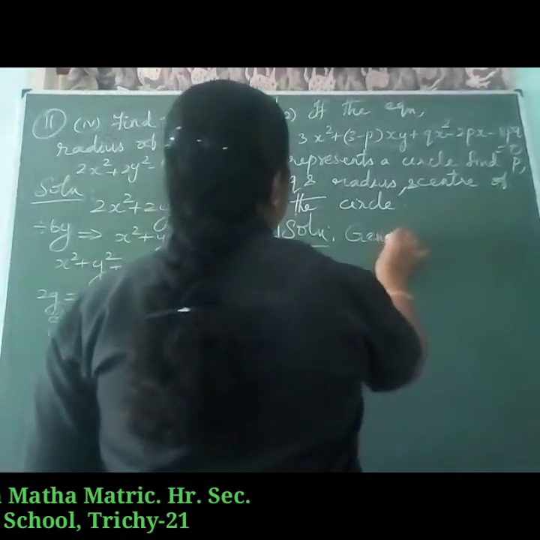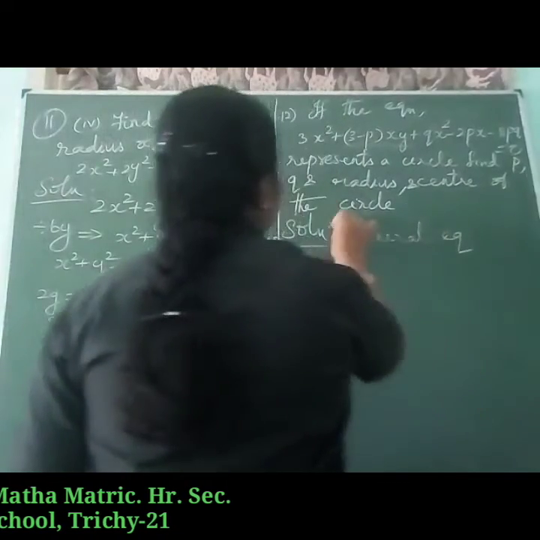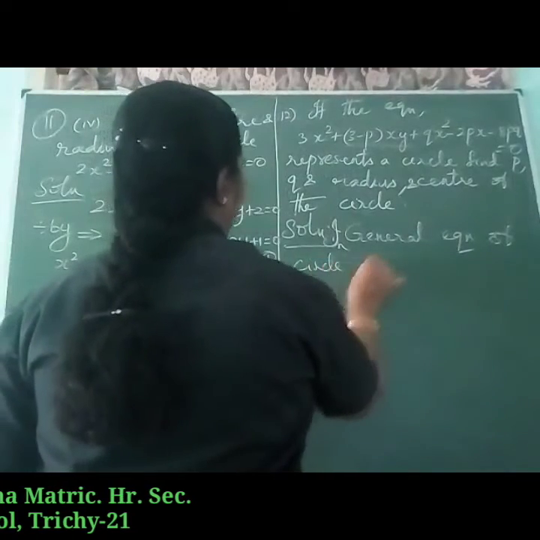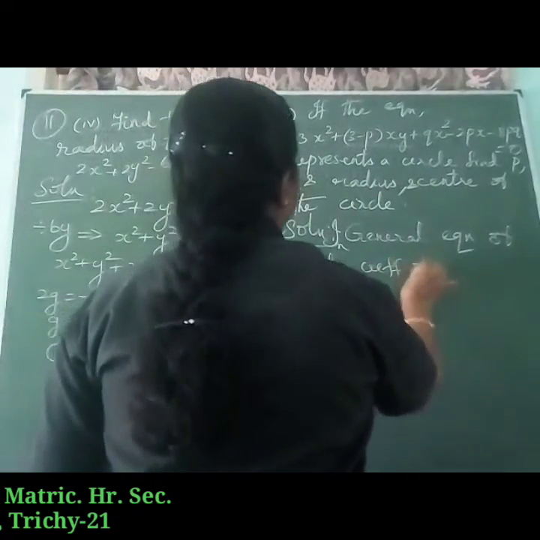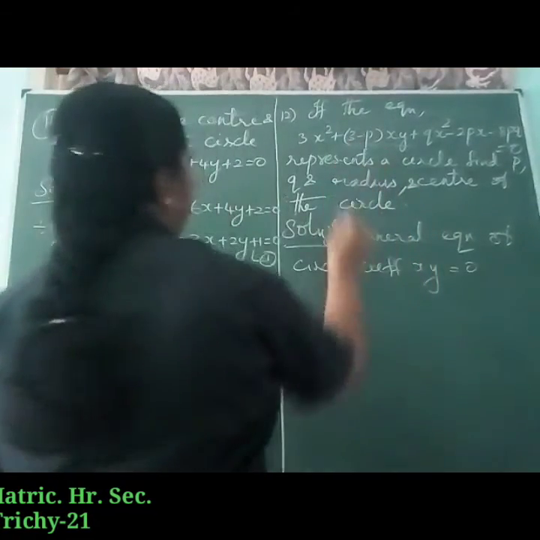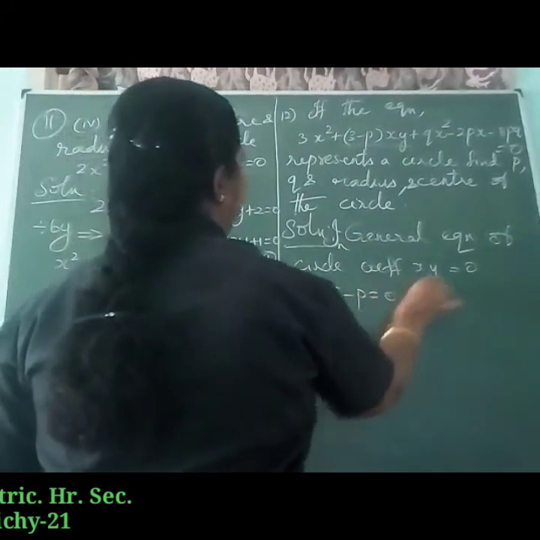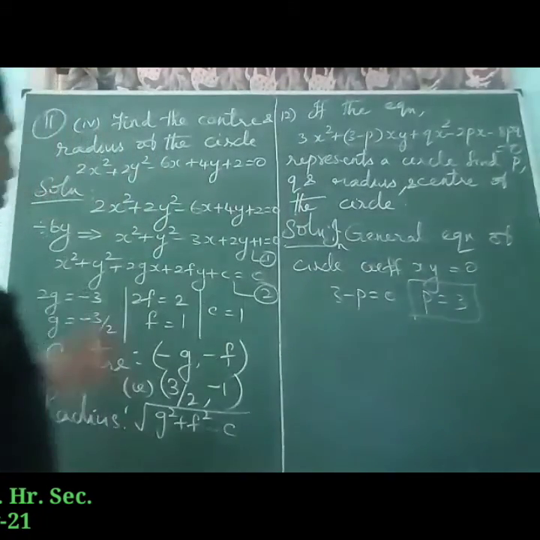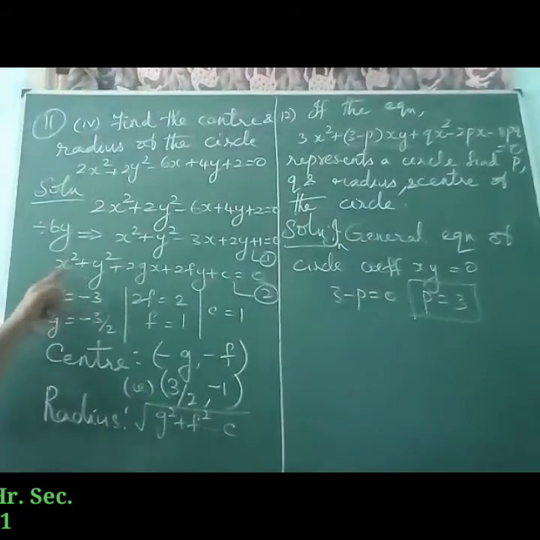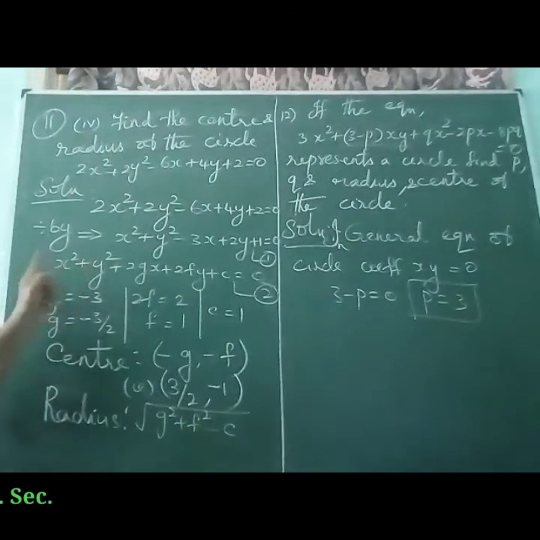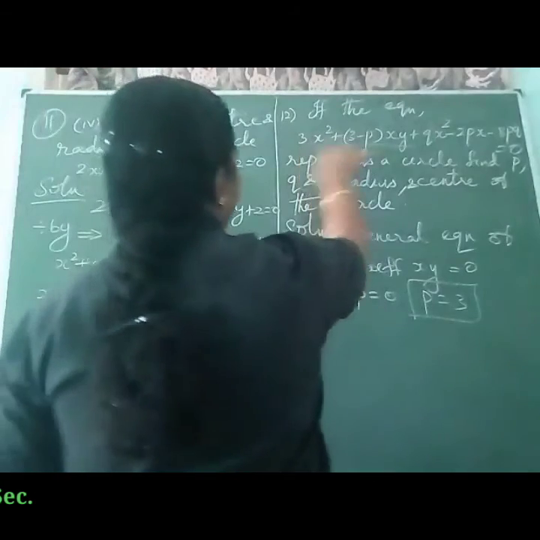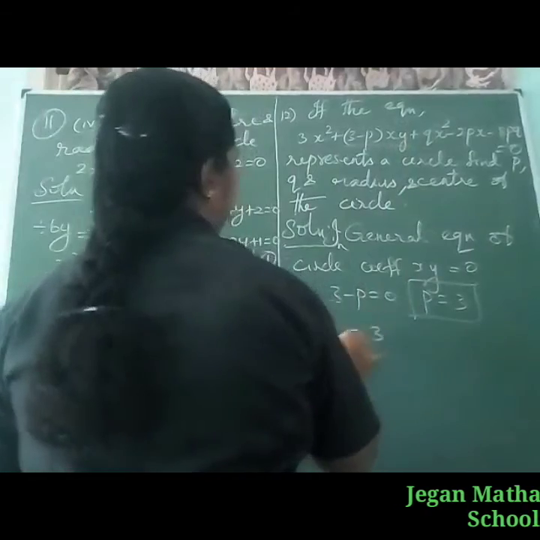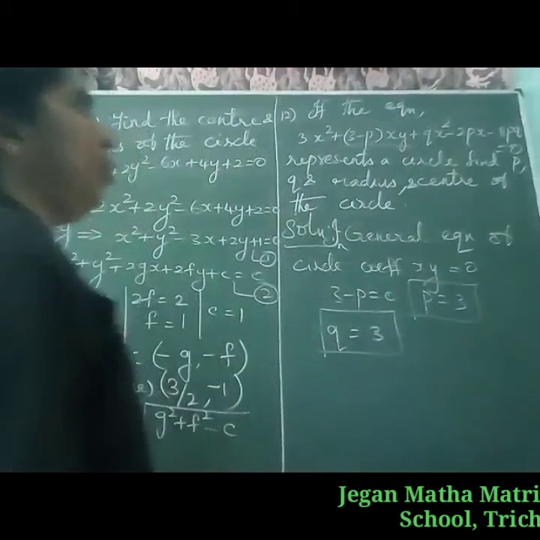In the general equation of a circle, the coefficient of the xy term equal to 0. So we will get 3 minus p is equal to 0. Therefore the value of p is equal to 3. Then we know in the general equation of a circle, always the coefficient of x square and y square both are the same. Therefore q equal to 3. So p and q we got it.